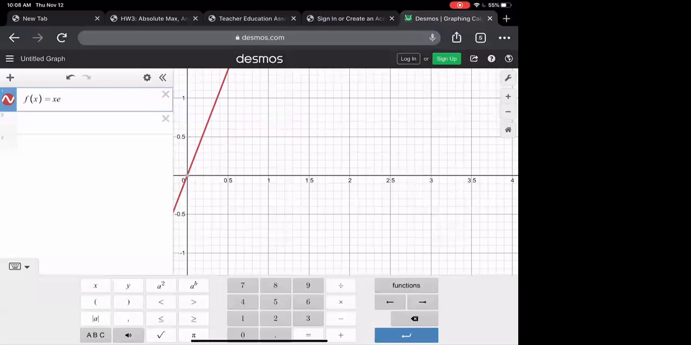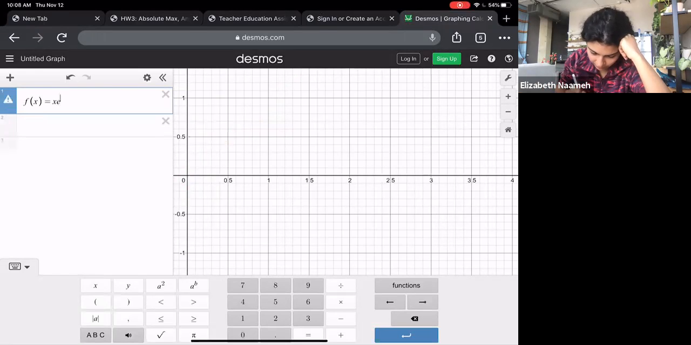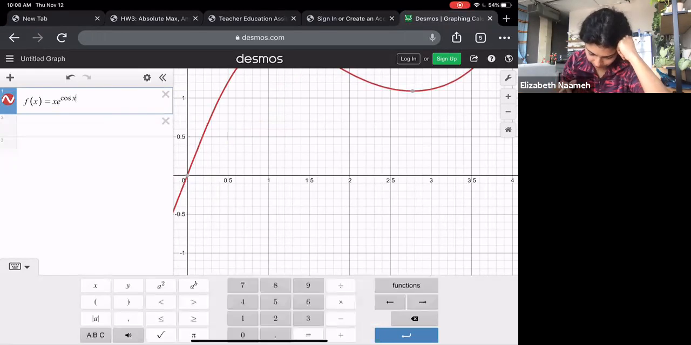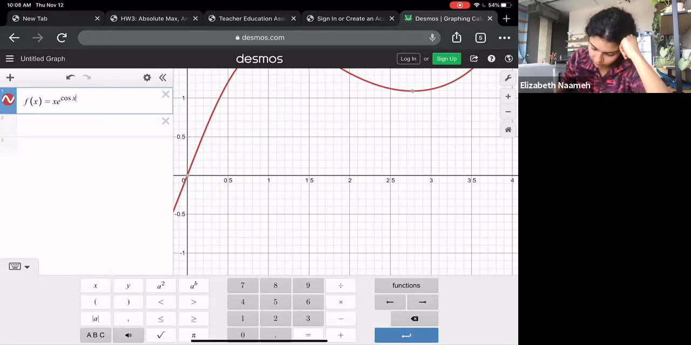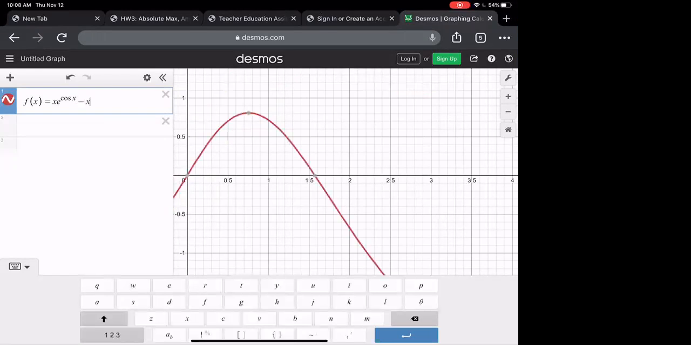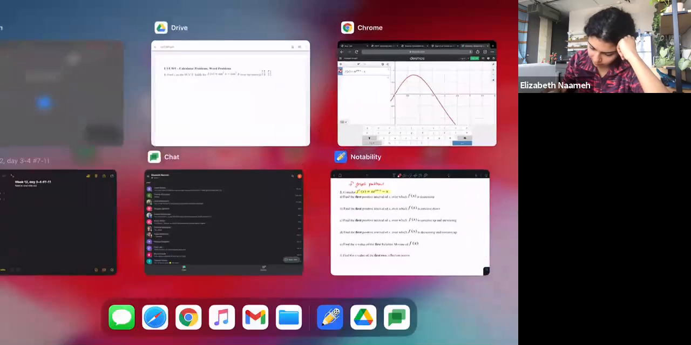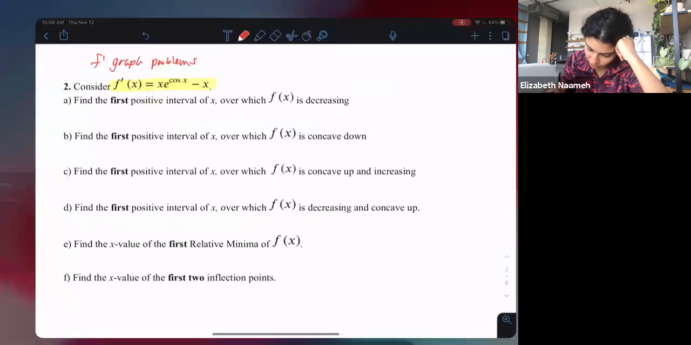Yes. Minus x. Okay, let's type that in: x e to the power. Use this a to the b button to get the power. And then let's type cosine x. And what comes after that? Minus x. Use the right arrow here to come down on the right, minus x. Tell me if I got that right. x e to the cosine x minus x. Your graph should look like that.